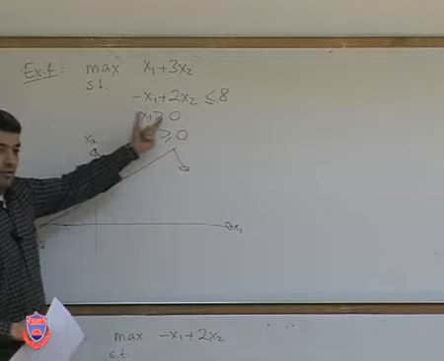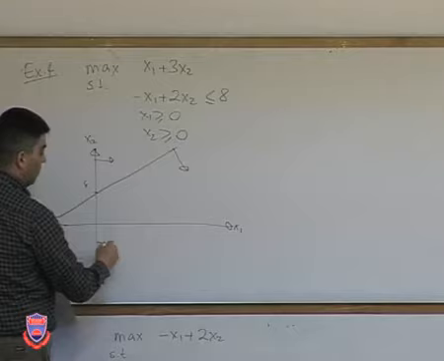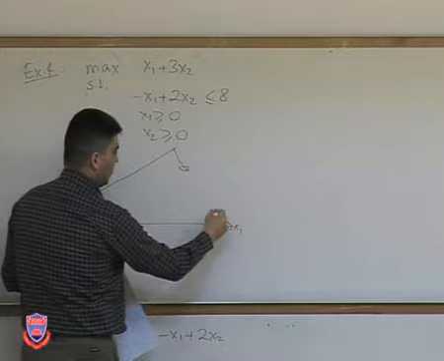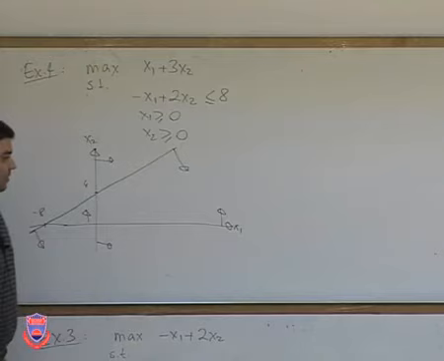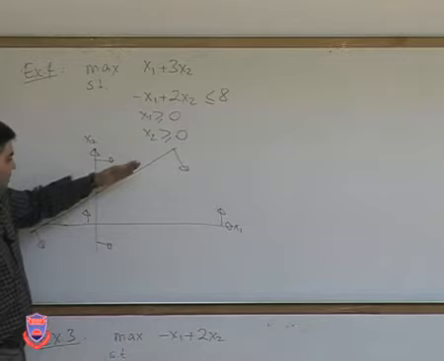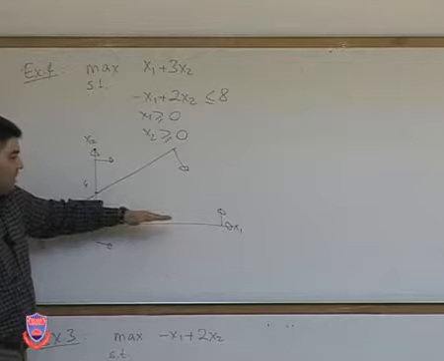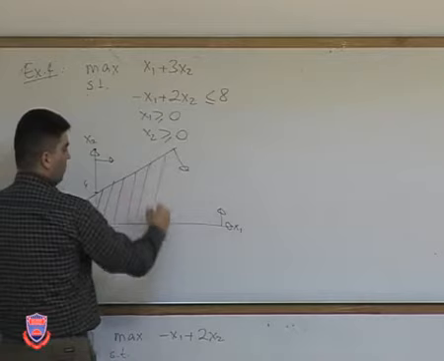Okay? Then we have non-negativity of x1, which means everything should be on or to the right of the x2 axis, and x2 is non-negative, which means that everything should be on or above the x1 axis. So now I have 3 half spaces defined by each of these 3 constraints. So what's my feasible region? Everything should be on or below this line, on or to the right of this line, and on or above this line. And it's not too hard to see that if I take their intersection, I'm going to get this region right here, right?